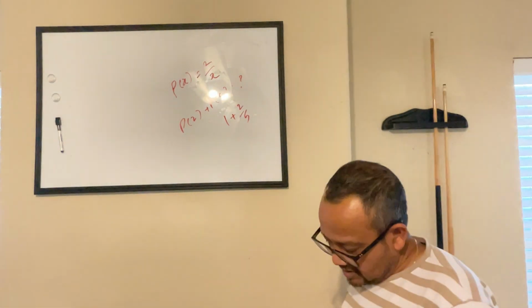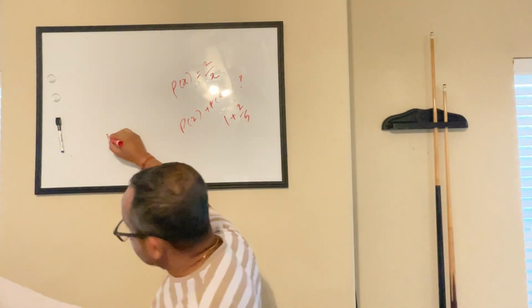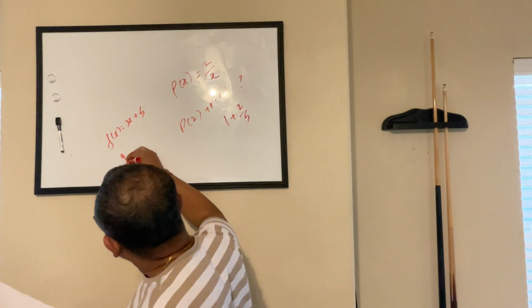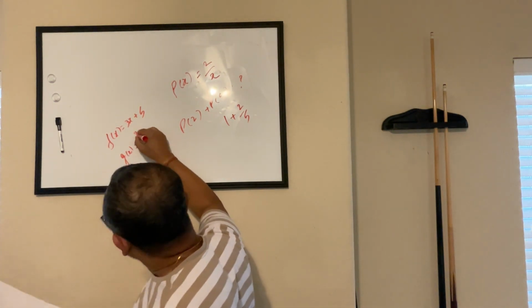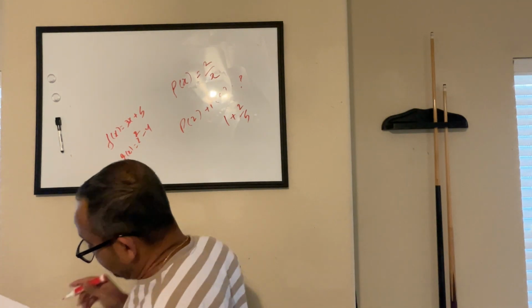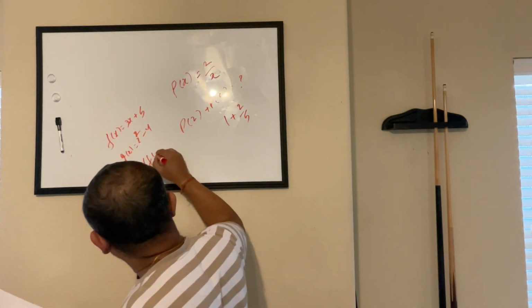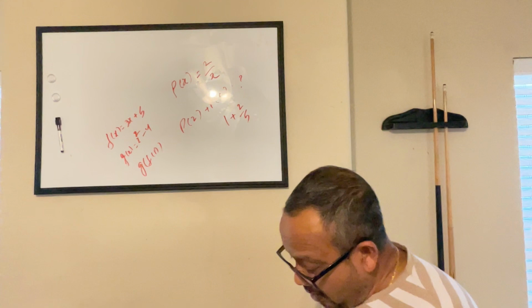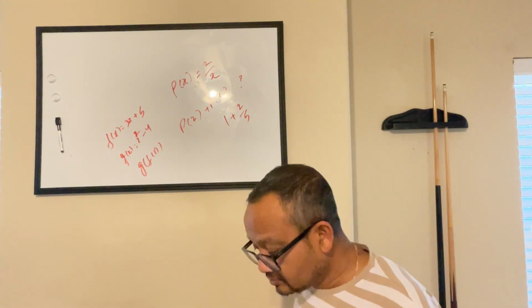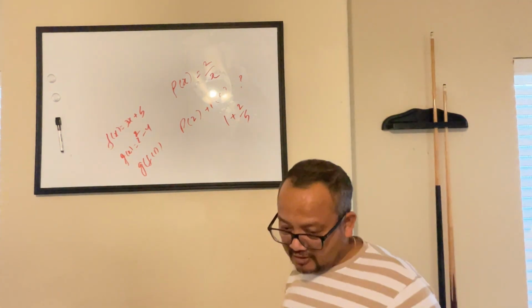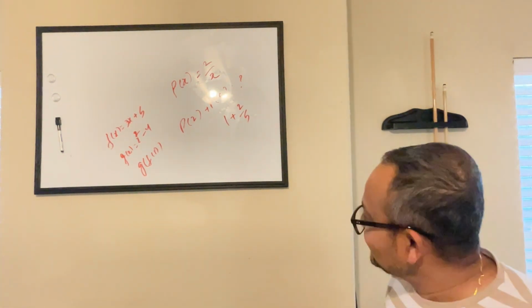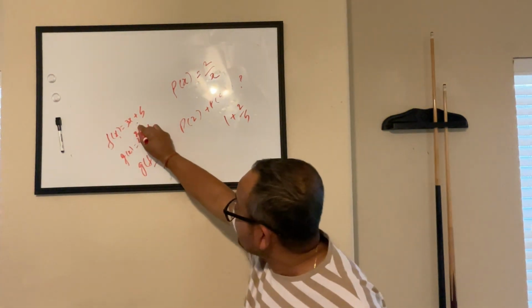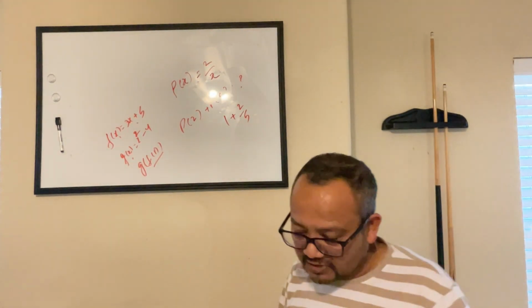Next question is, if f of x equals 3x plus 5 and g of x equals x square minus 4, what is the value of g of f of 1? What is the answer? 60. Okay, so you'll first get f of 1. You'll put 1 in place of x in this formula, and then whatever value comes, you'll put in this formula. That's what it will be. I'm not checking that right now.